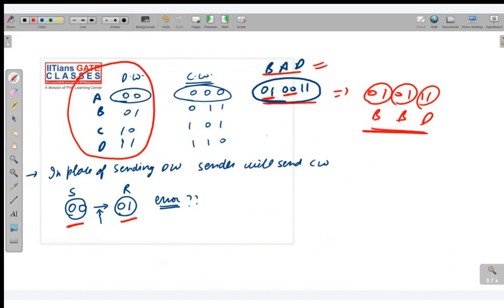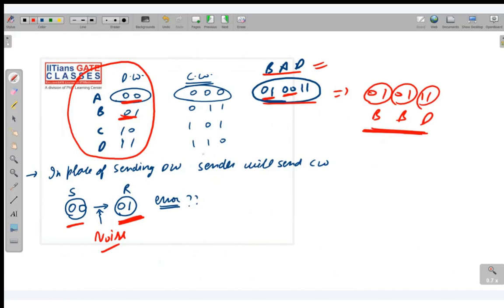The basic fact here is that 00 was a valid data word. Similarly, 00 has converted to 01 because of noise, and 01 is also a valid data word. Are you getting it? 00 is a valid data word, and 01 is also a valid data word. So now the receiver cannot predict whether some error has occurred or not.